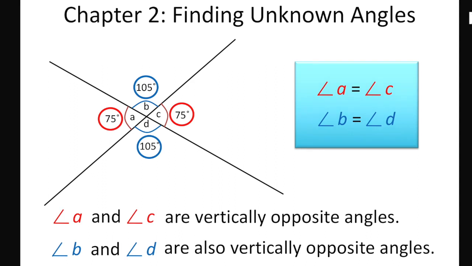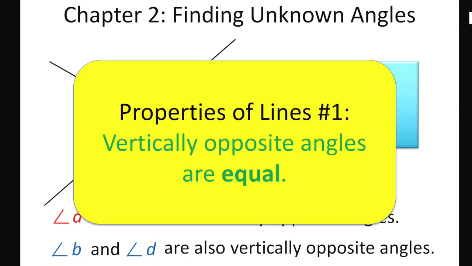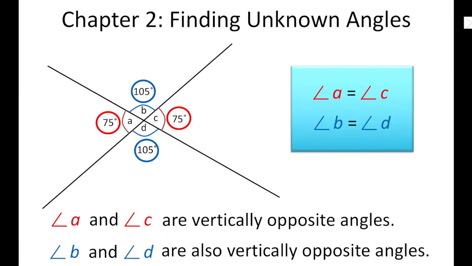This illustration here that we just went over provides us with an example of one of the rules or one of the properties of lines. Vertically opposite angles are equal. Throughout this unit, we're going to learn many properties of lines. A property is a characteristic, a rule in math that is constant. In other words, it is a truth about lines.